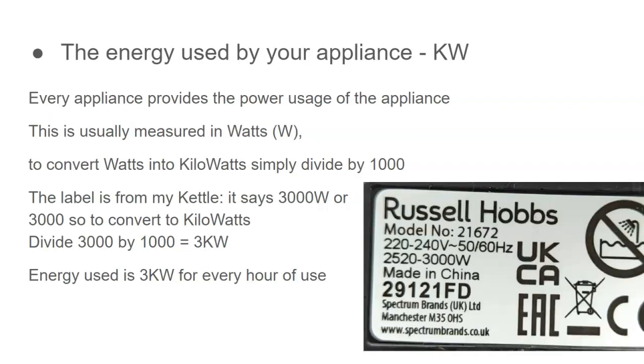Now the energy used by your appliance, so if I take my kettle as an example, as you can see my kettle is actually rated at 3000 watts. So to convert watts into kilowatts, we simply divide it by 1000. So my kettle is 3000 watts, to convert that into kilowatts, divide it by 1000 and we get 3 kilowatts. So for every hour of use, my kettle uses 3 kilowatts of energy.